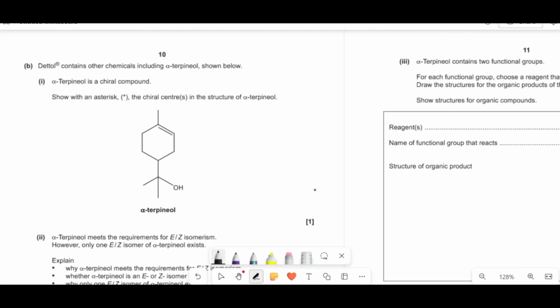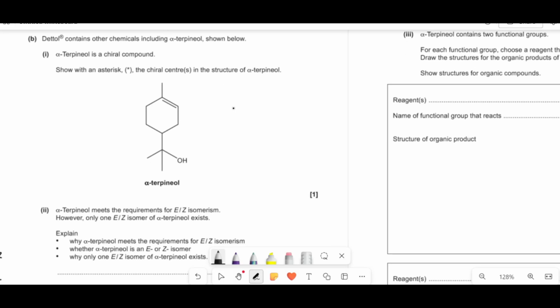The product also contains other chemicals, including alpha-terpineol. As shown, it's a chiral compound. Show where the chiral center is. That's where you have 4 different groups around the carbon. Do it one by one.